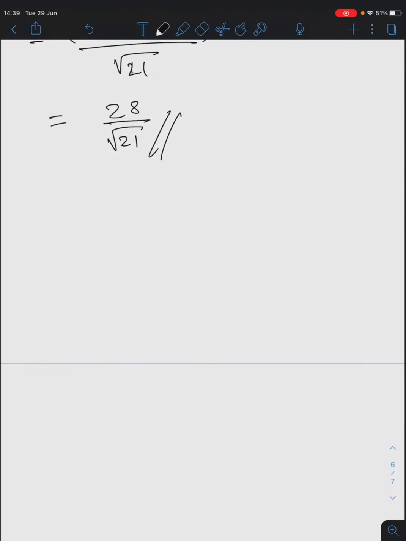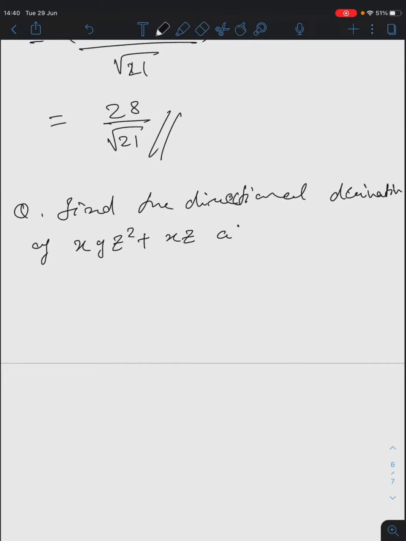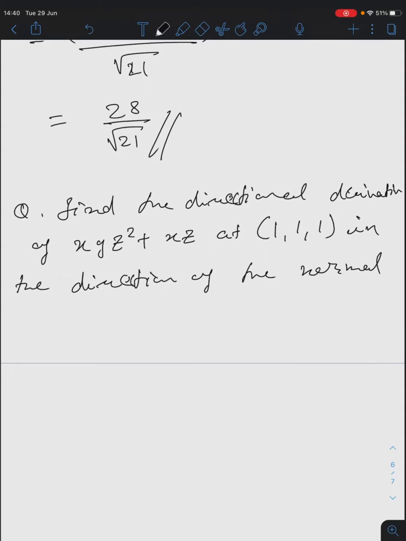Okay. Now sometimes the question can be in this form also. You need to find the directional derivative of the function xyz square plus xz at the point 1, 1, 1 in the direction of the normal to the surface 3xy square plus y is equal to z at the point 0, 1, 1.